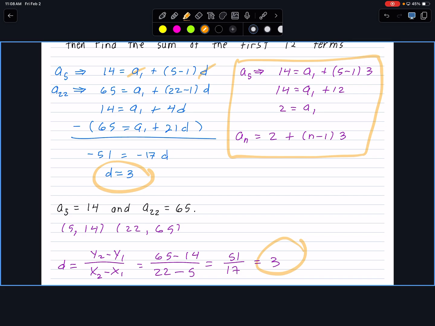If you were to combine terms for a_n equals 2 plus n minus 1 times 3, would you just do 3 times n and 3 times x1? Yep. So the question was about simplifying, and again, you simplify as normal.